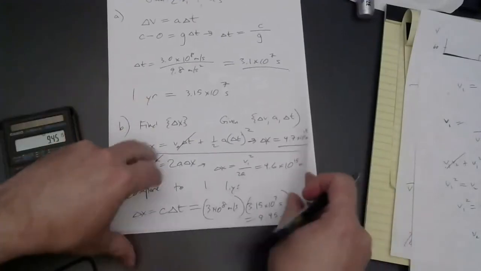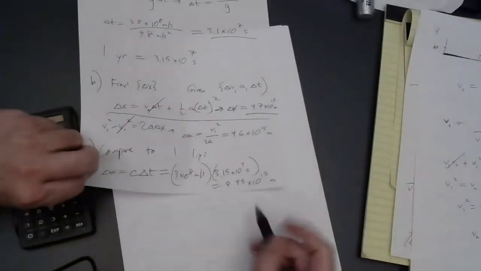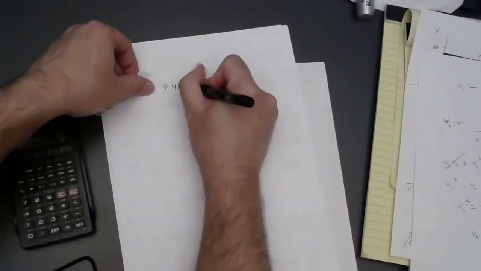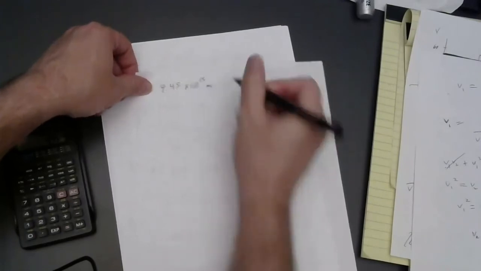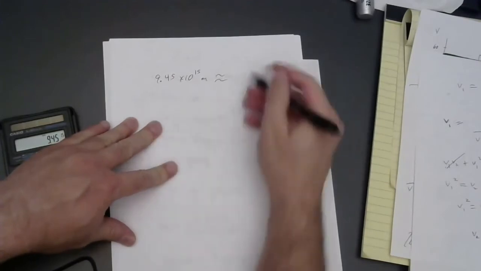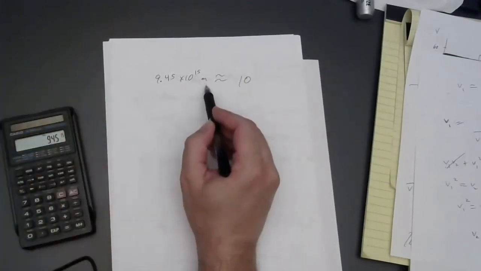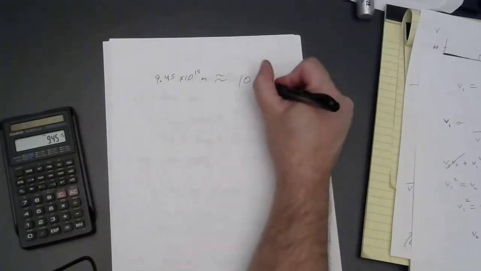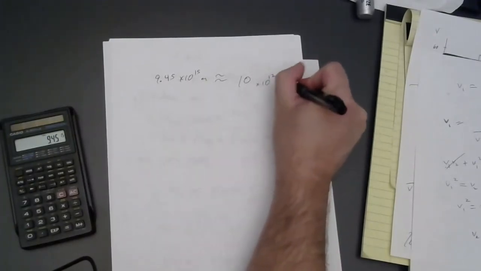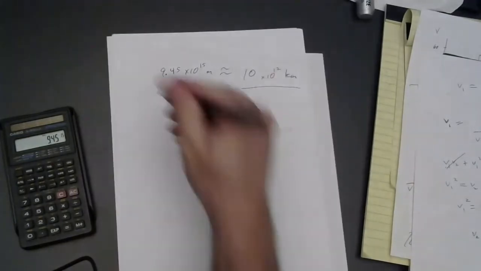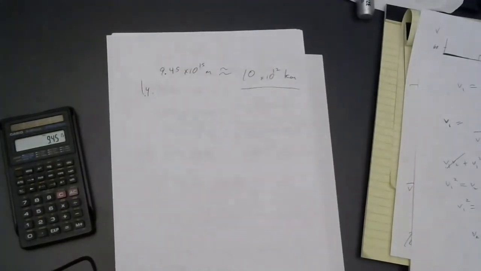Now, if you're interested in this sort of thing, here's a way of thinking about that distance that's a little easier to memorize. 9.45 times 10 to the 15th meters. Well, I'm just going to round that to 10. And then I will use 3 of these zeros to turn meters into kilometers. Isn't 1,000 meters a kilometer? So this is now 10 to the 12th kilometers. So a light year is about 10 trillion kilometers, if you like to memorize things like that.